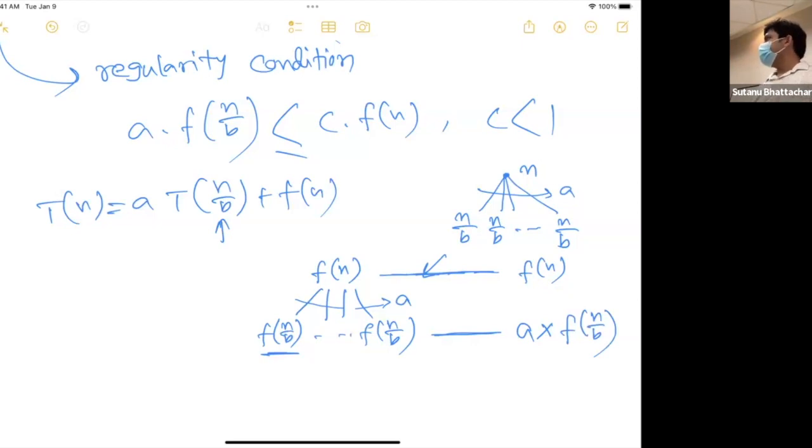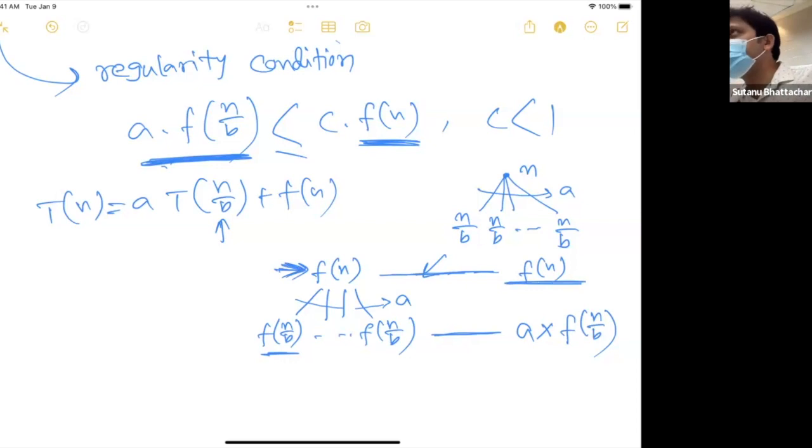Clear? So what is the regularity condition saying? A multiplied by f of n by b. So what is the left part actually? What does the left part represent? The left part is saying that this is the time you need to spend at the lower level. That should be less than or equal to c multiplied by Fn. What does Fn represent here? The time you spend at the upper level. So at the upper level, you are spending f of n time.